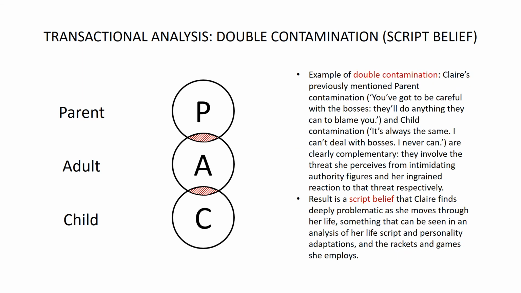For an example of double contamination, we can, once again, consider Claire. Her previously mentioned parent contamination, "You've got to be careful with the bosses, they'll do anything they can to blame you," and child contamination, "It's always the same, I can't deal with bosses, I never can," are clearly complementary. They involve the threat she perceives from intimidating authority figures, and her ingrained reaction to that threat respectively. This results in a script belief that Claire finds deeply problematic as she moves through her life, something that can be seen in an analysis of her life script and personality adaptations, and the rackets and games she employs.